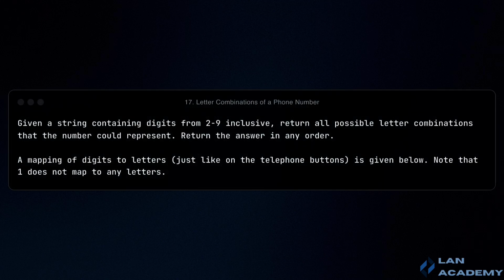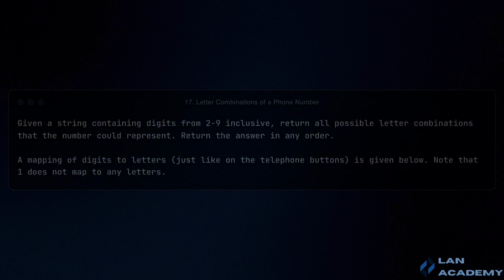Given this setup, the problem guarantees that the input string consists exclusively of digits ranging from 2 to 9. Additionally, the length of the input string will not exceed 4 digits. The objective is to return all possible combinations of letters that the number could represent. These combinations can be returned in any order, but all possible valid combinations should be included.